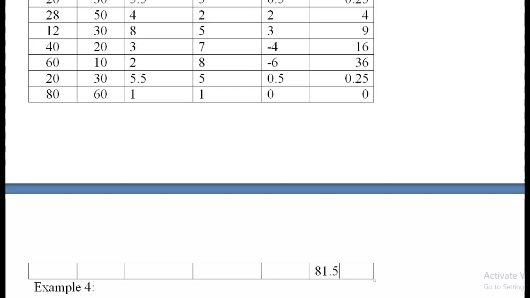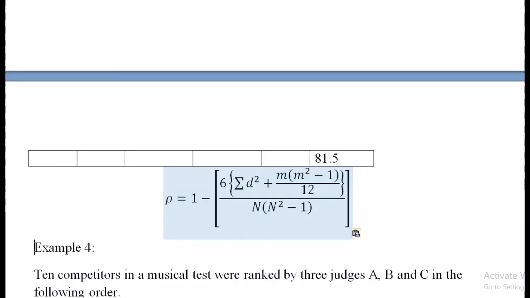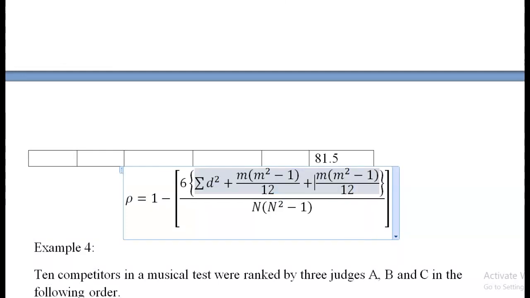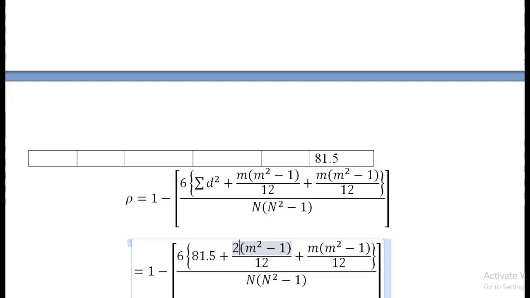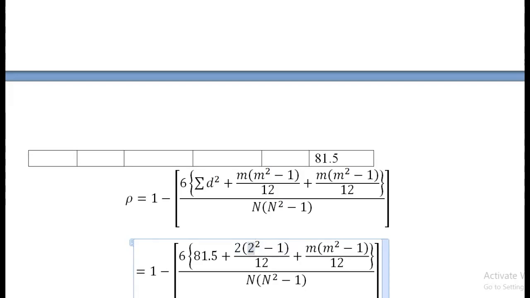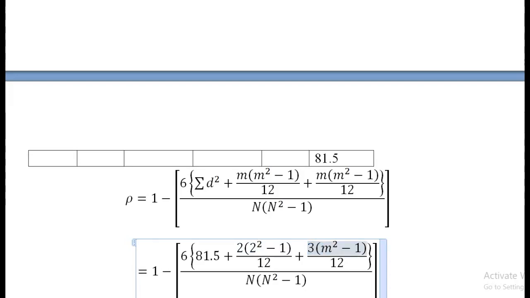So here the ranks are repeated 2 times. Okay, so in this case we have to use this term 2 times. Okay, now we'll substitute all the values. So which is equal to 1 minus 6 times summation d square, which is 81.5, plus m is 2. That is, 20 is repeated 2 times. Therefore, we are substituting m as 2 in the variable x. And in the variable y, we can substitute m as 3.